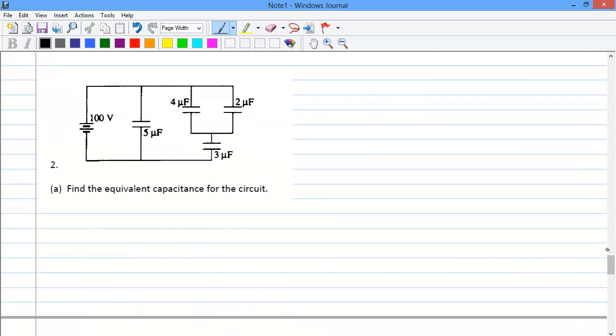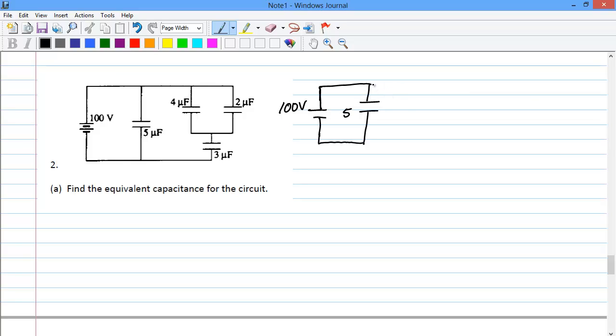Number 2, find the equivalent capacitance for the circuit. What's important in this is you always want to start on the outside and work your way back in. So I'll draw successive pictures of what you should see. So this picture here is going to become this next picture. So we have the 100 volts, and then we still have that 5 microfarad capacitor.